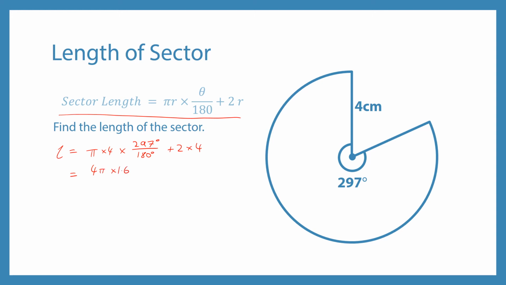times 1.65 plus 8. Again, we can clean that up more. We get 6.6 pi plus 8. And this is the exact form. If we wanted to find it in two decimal places, we would get 28.73 centimeters to two decimal places.